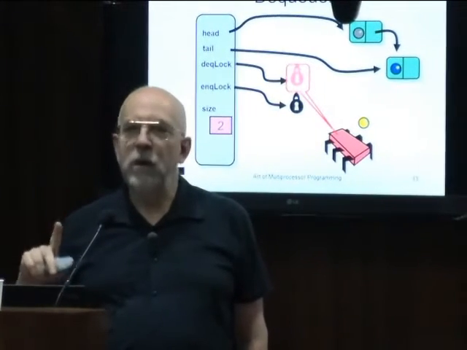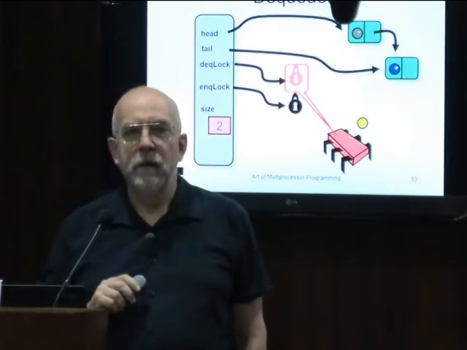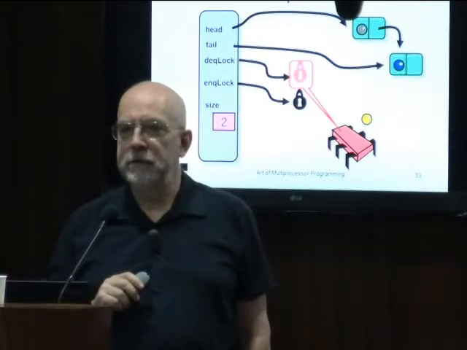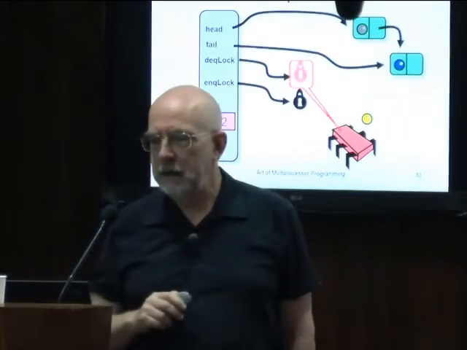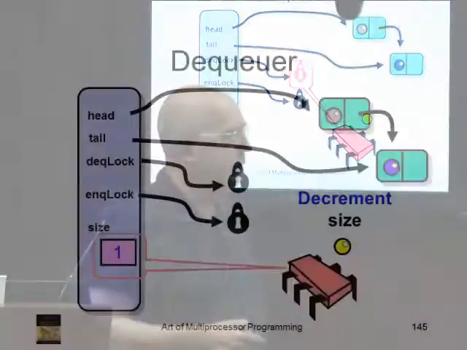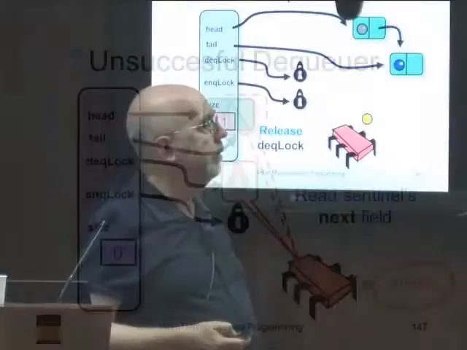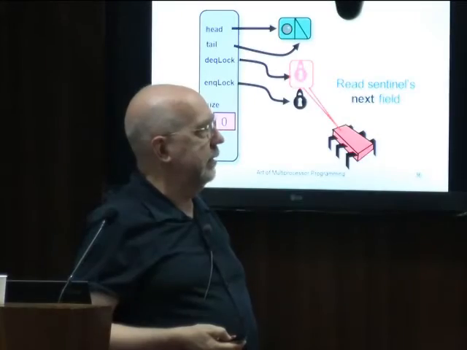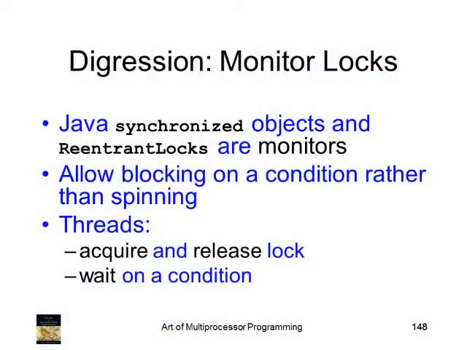Why do we do it this way? Well, when we talk about a lock-free version, this will be handy. But the convention is that the very first node in the list is a sentinel. It might have formerly been meaningful, but because it's first, it turns gray and it doesn't mean anything. Then it decrements the size and releases the dequeue lock. If the dequeuer is unsuccessful, then it reads the sentinel's next field, sees that there's nothing there, and then it goes to sleep.